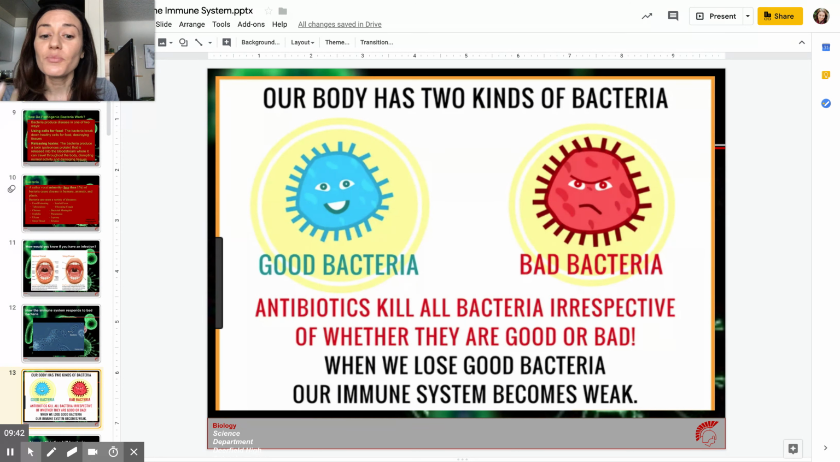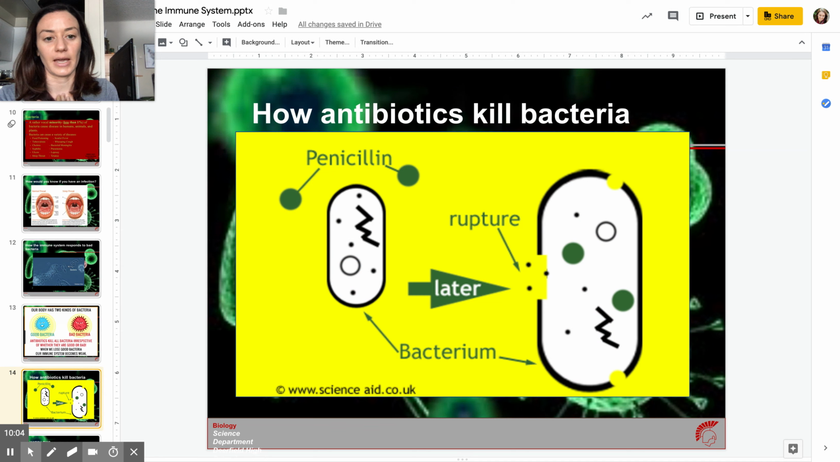It's really important that you know that when you take antibiotics, you are actually killing both the good bacteria and the bad bacteria in your body. A lot of people don't understand that. So whenever you take antibiotics, you weaken your own immune system. Okay? Let me explain how this works.